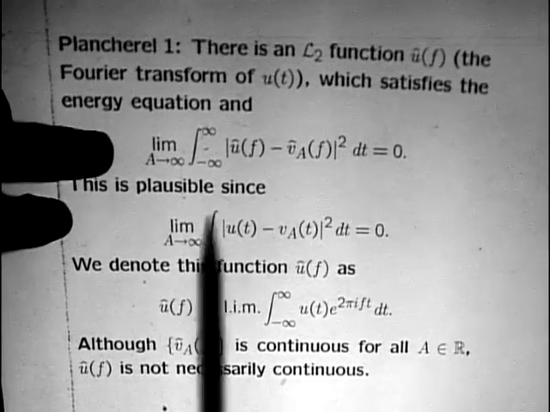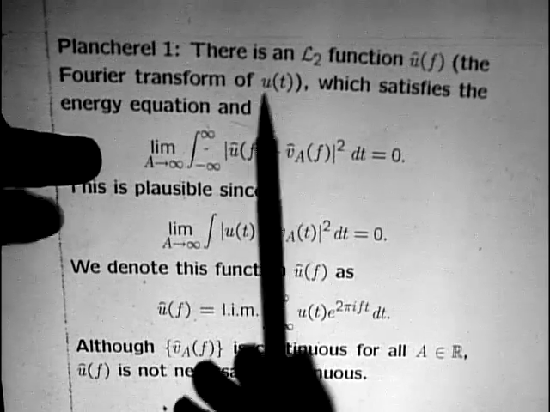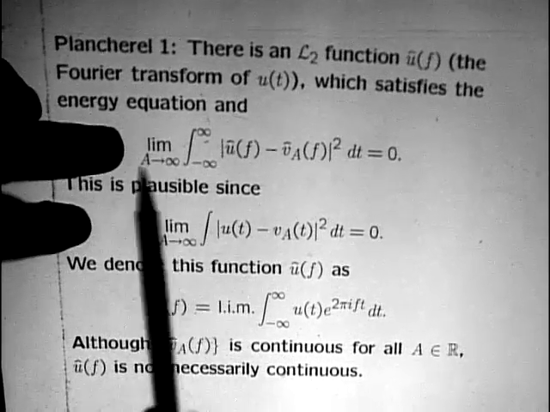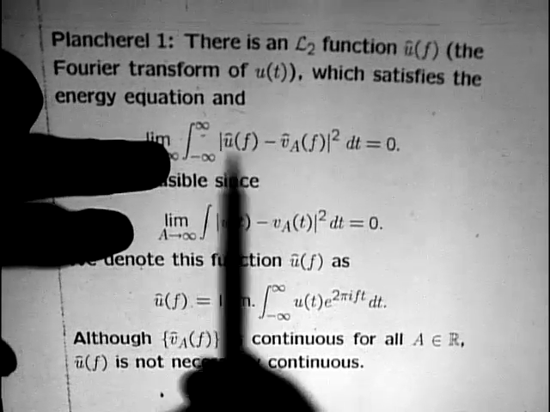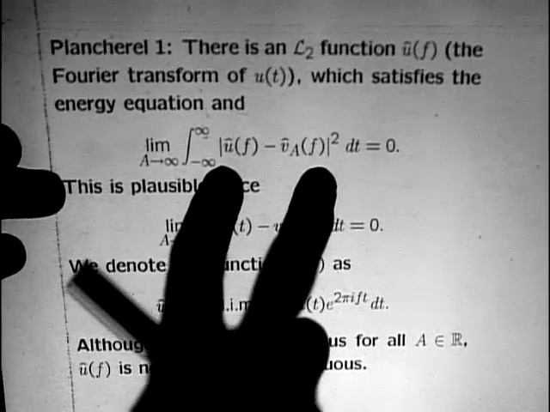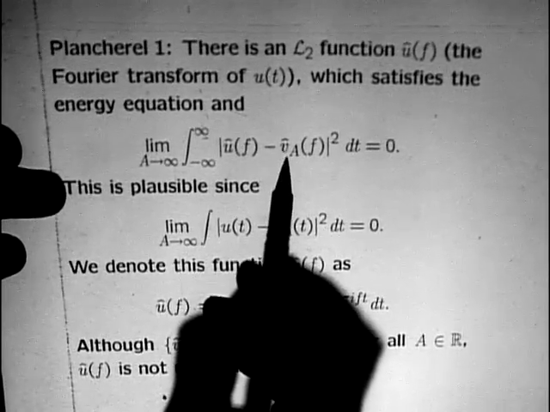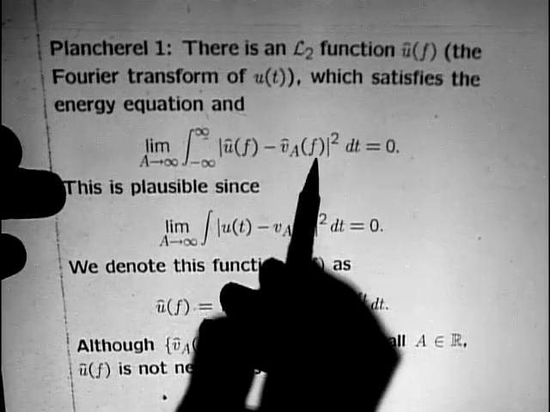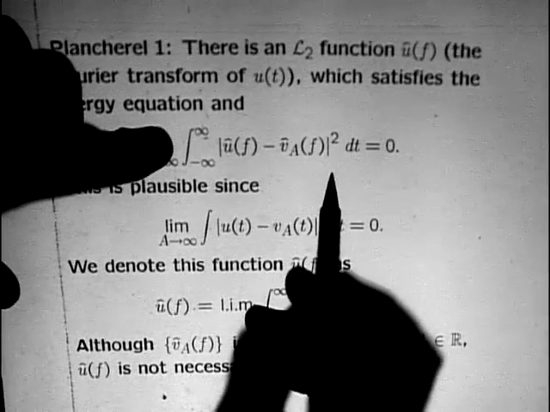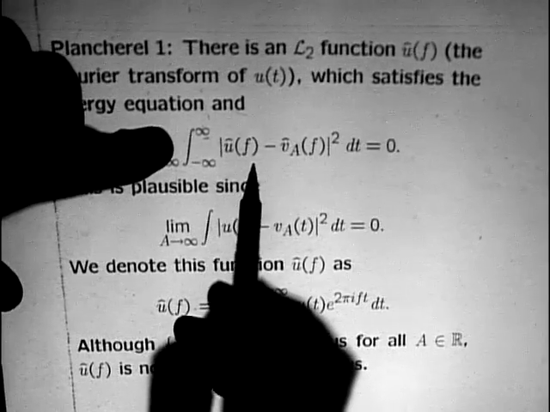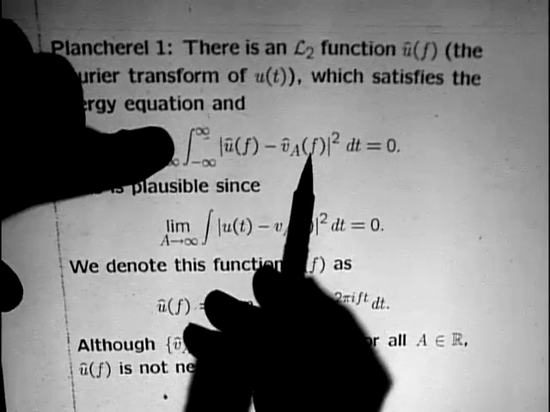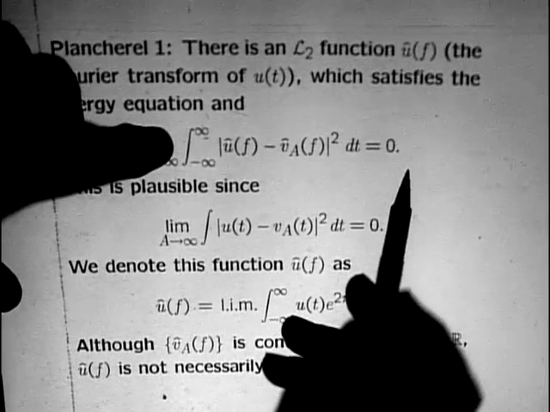And what he said is that there is a function u hat of f, which we'll call the Fourier transform, which has the property that when you take the integral of the difference between u hat of f and the transform of v sub a of t, in other words, when you evaluate the energy in the difference between u hat of f and v hat a of f, that goes to 0.